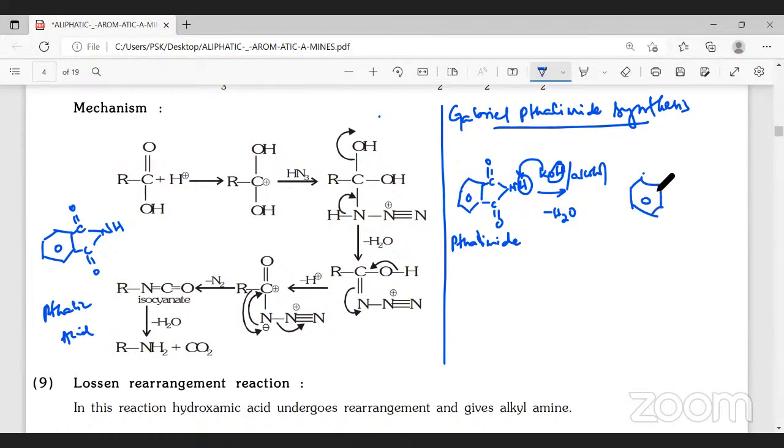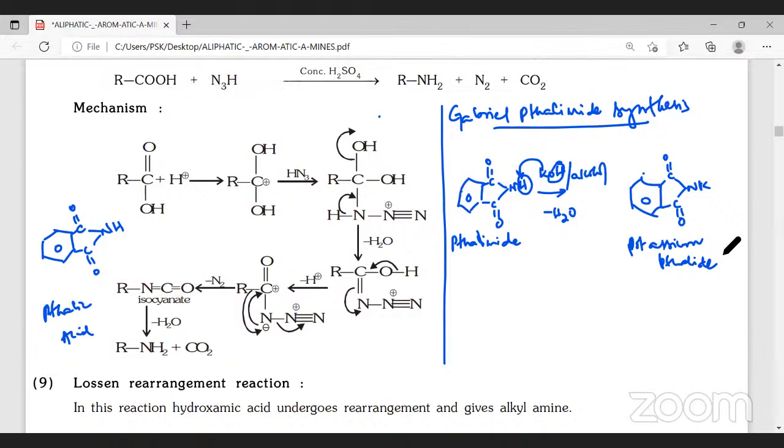You get a benzene ring, C double bond O, C double bond O, and you have nitrogen, that is N minus, and you will have K plus. So NK, this is called potassium phthalimide. This is the first step of the reaction. So phthalimide, when it's allowed to react with alcoholic potassium hydroxide, you get potassium phthalimide.